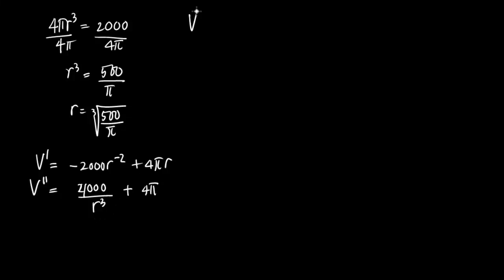And then after this, we take V double prime, substitute it for the cube root of 500 over pi. So all we do is just take 4,000 divided by, now because you're taking the cube root of a cube, that's just 500 over pi, okay, plus 4 pi. Now regardless, the point is, what is this number going to be? It's going to be positive.